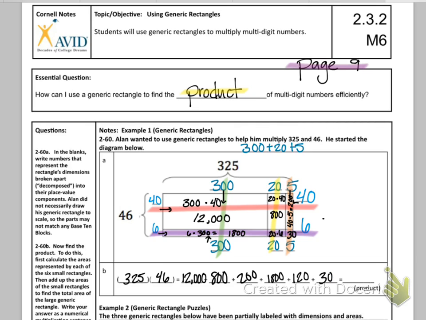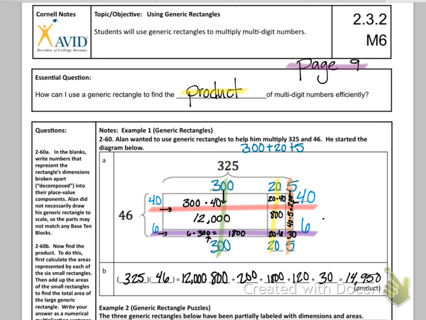I'm going to take all of my products and add them up. 12,000, careful adding zeros on your calculator, plus 800, plus 200, plus 1,800, plus 120, plus 30. I received 14,950. Make sure you are practicing using the calculator along with me so that the test is not the first time you're using a calculator.